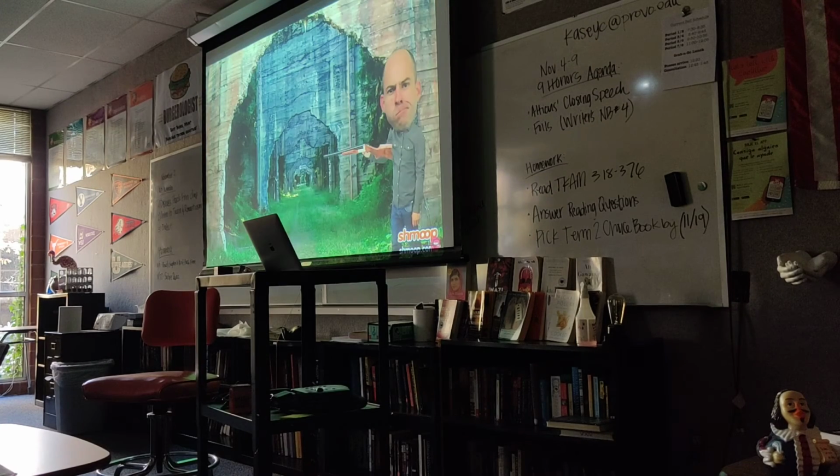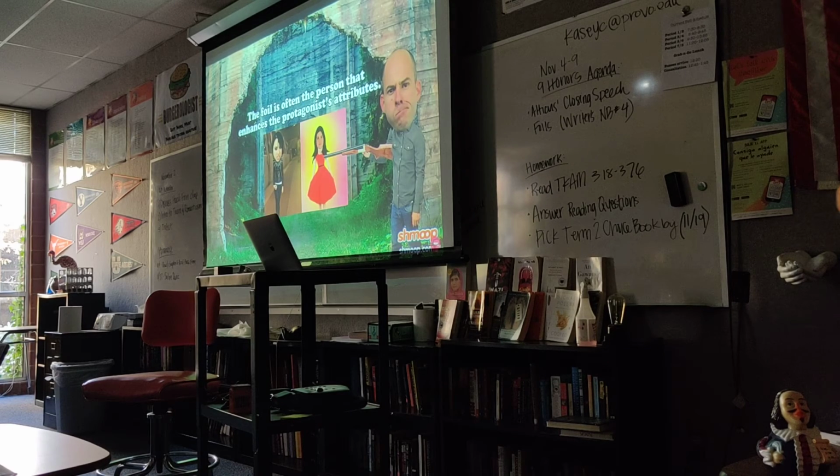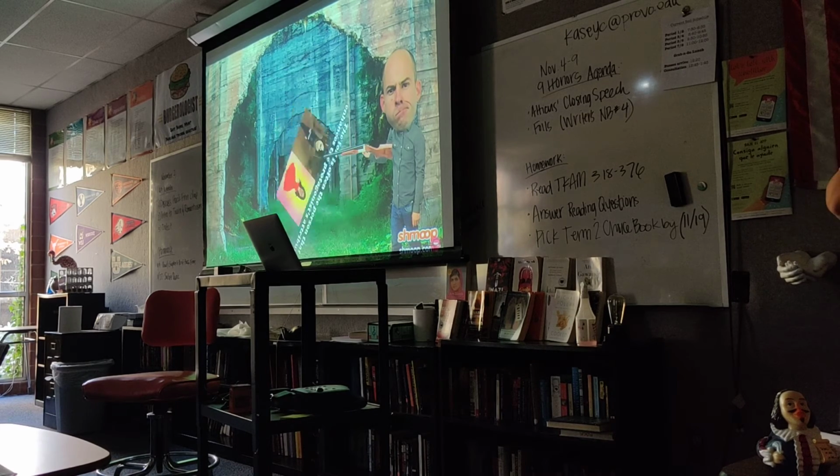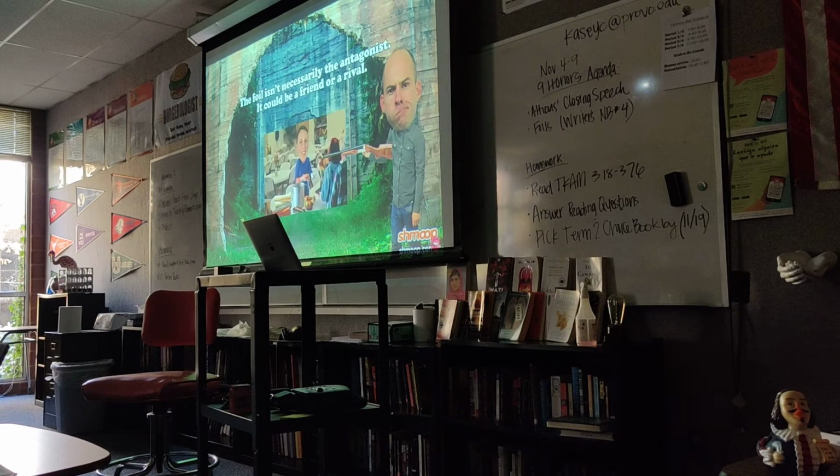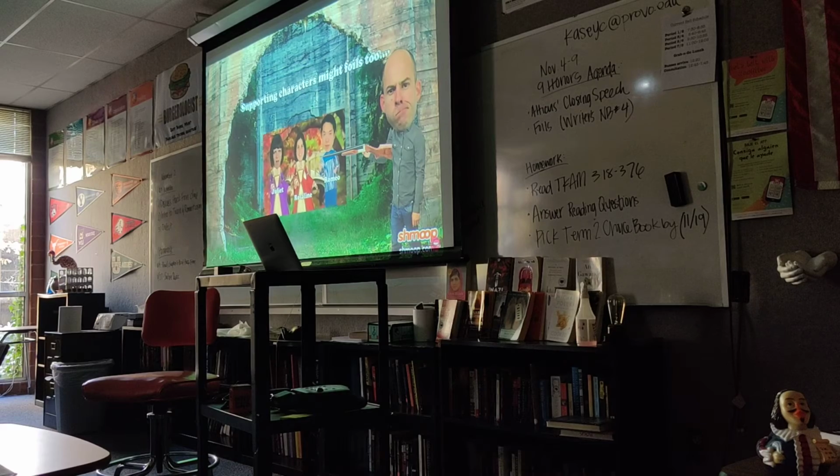So, when you're hunting for the foil, remember the following. The foil is often the person who enhances the protagonist's attributes, but the foil isn't necessarily the antagonist. It could be a friend or a rival. And supporting characters might have foils too. Score one for the little guys.